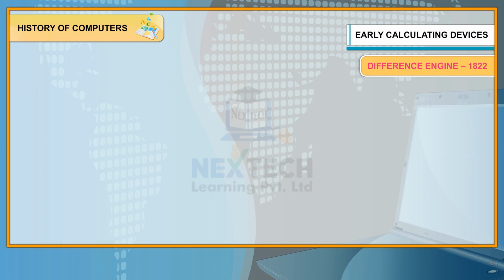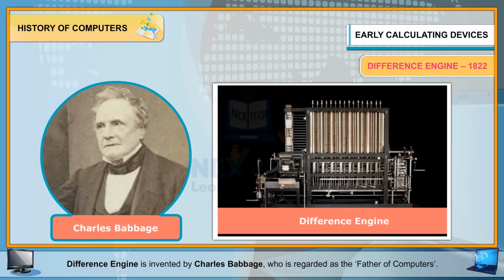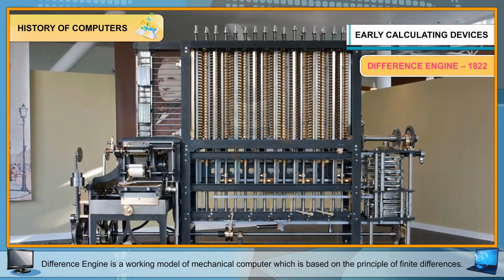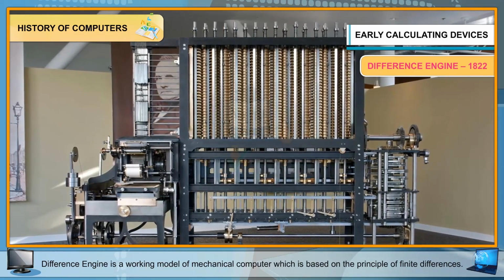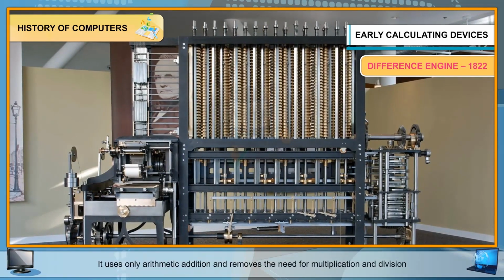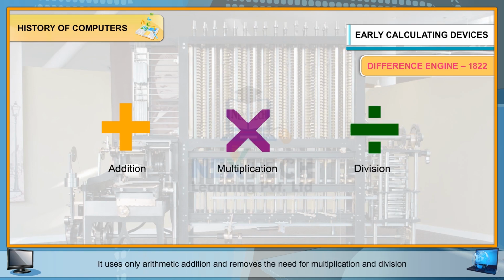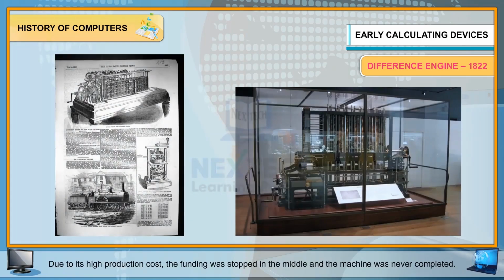Difference engine, 1822. Difference engine is invented by Charles Babbage, who is regarded as the father of computers. Difference engine is a working model of mechanical computer, which is based on the principle of finite differences. It uses only arithmetic addition and removes the need for multiplication and division, which are more difficult to implement mechanically. The project was commissioned by the British government. Due to its high production cost, the funding was stopped in the middle and the machine was never completed.